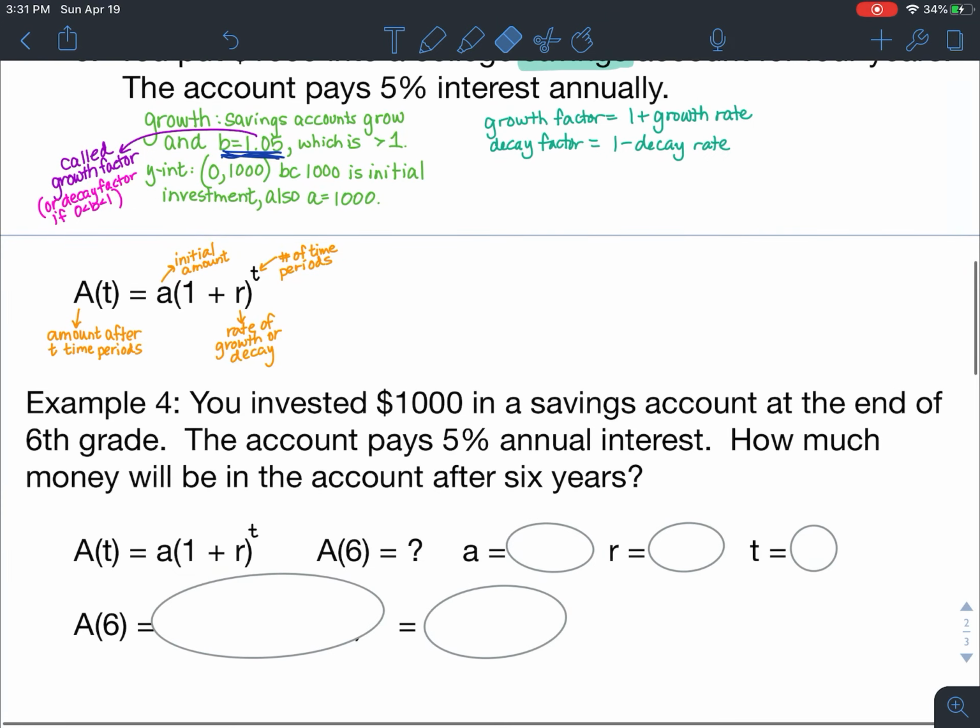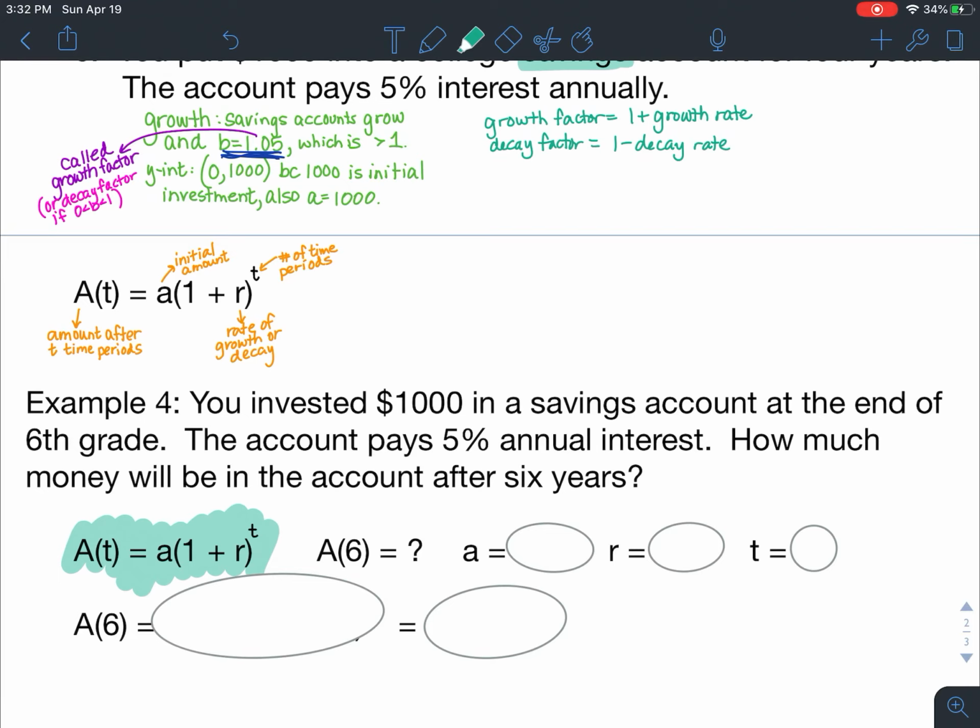Okay, so let's look at example 4. You invested $1,000 in a savings account at the end of 6th grade. I don't know why that's important, but that's okay. The account pays 5% annual interest. How much money will be in the account after 6 years? So it doesn't look like it's compounding except for just every year. So that is something you want to look for that we're going to discuss more in the next section. So we are going to use this simple interest equation here.